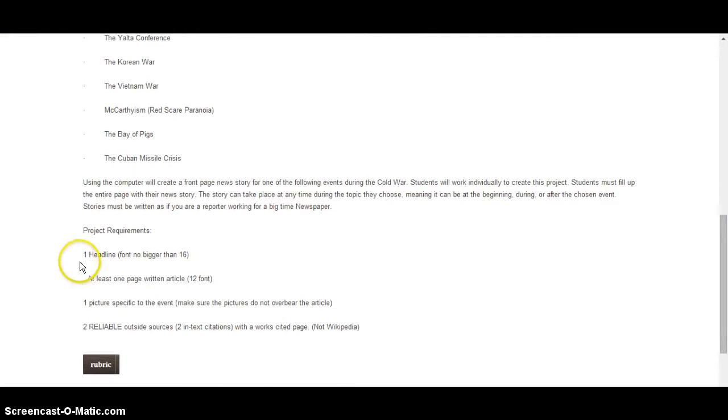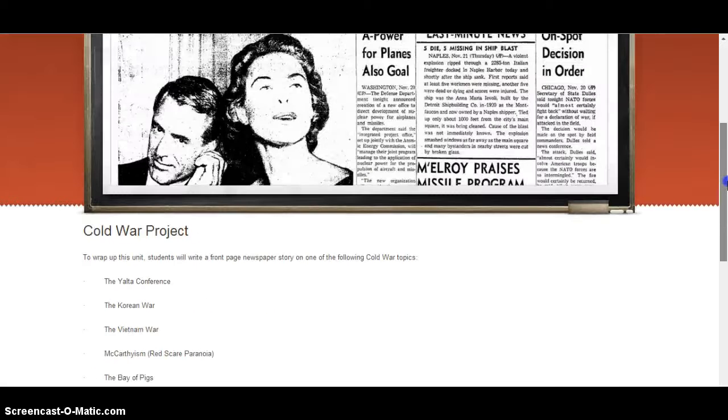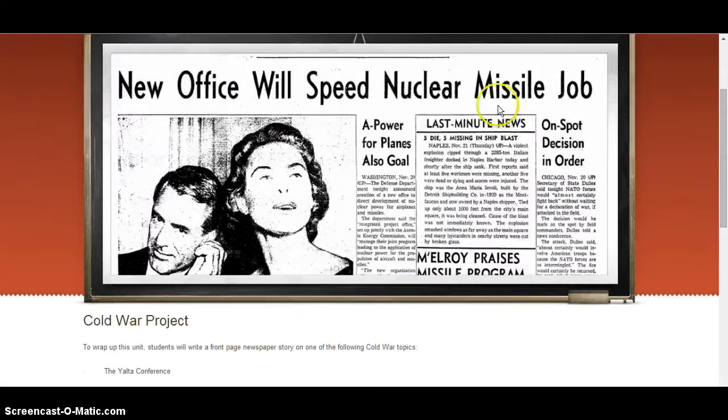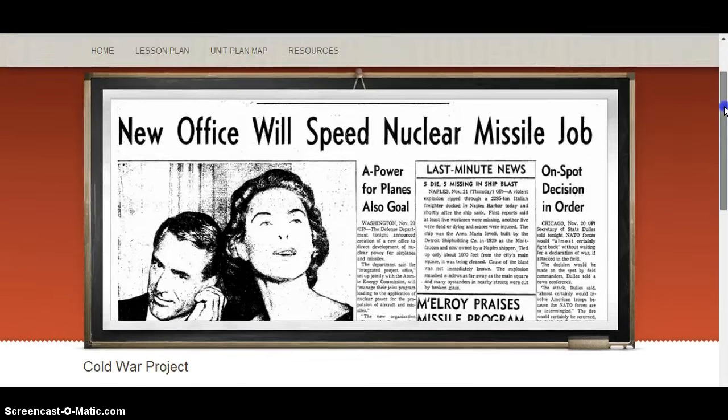So the requirements is have the headline. They have to write at least one page in 12 font, at least one picture specific to the event, and they have to use 2 reliable outside sources and cite them in text. Wikipedia not available. And basically I want them to make it look like this. There's a lot of templates you can find on Google Docs, or they can make it off of Microsoft Word. Just make it look like a newspaper, and that'll be my final project.